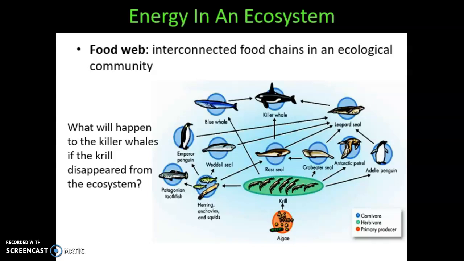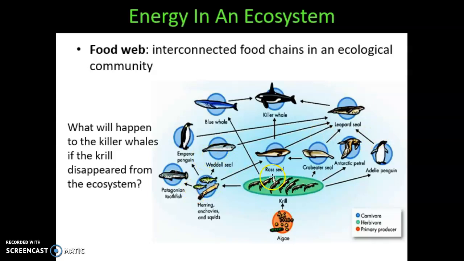So over here we have a question that says, what will happen to the killer whales if the krill disappear from the ecosystem? So killer whales are an apex predator, so they're right here at the top. The krill are primary consumers, so they're towards the bottom here. Now if you look carefully, you'll see that there's no direct line connecting krill to the killer whales. So you might think, if the krill die, nothing will happen to the killer whales. But that's wrong.